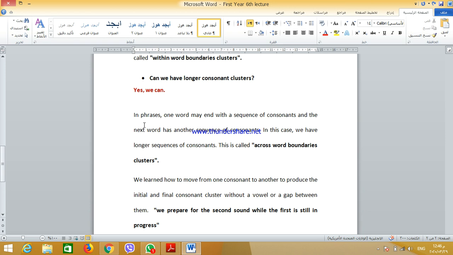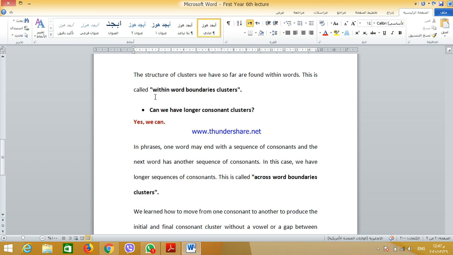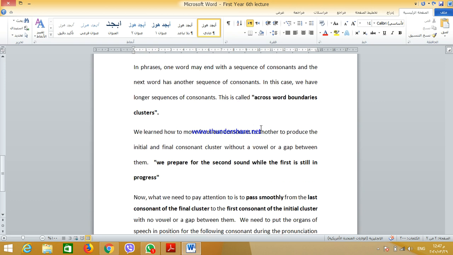In phrases, maybe 1 word may end with a sequence of consonants, and the next word has another sequence of consonants. So we are talking about two words. The first one ends with a cluster and the second one starts with a cluster. This is called across word boundaries clusters, while the first type was within word boundaries. So within word clusters may have up to 3 under the onset, up to 4 under the coda. But here we may have more complicated clusters because more than one word is involved. Okay?